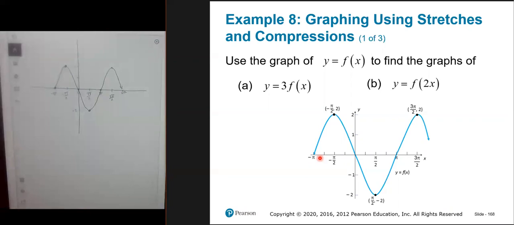This is an odd function. It's symmetric with respect to the origin. Okay, so on this one, we're multiplying the f function, this function here in blue, we're multiplying the y values by 3.